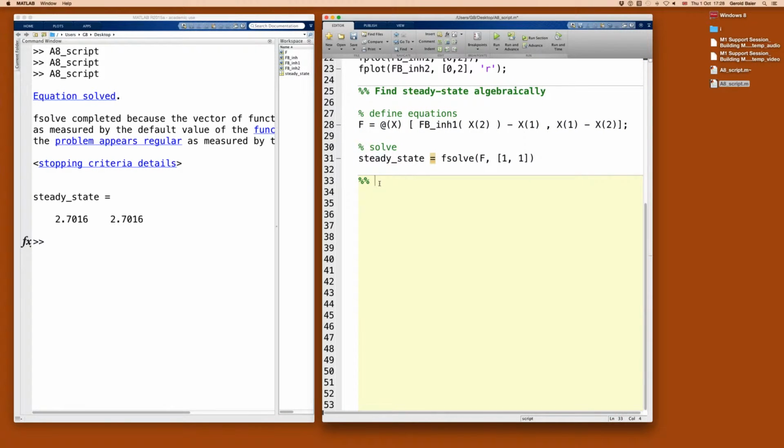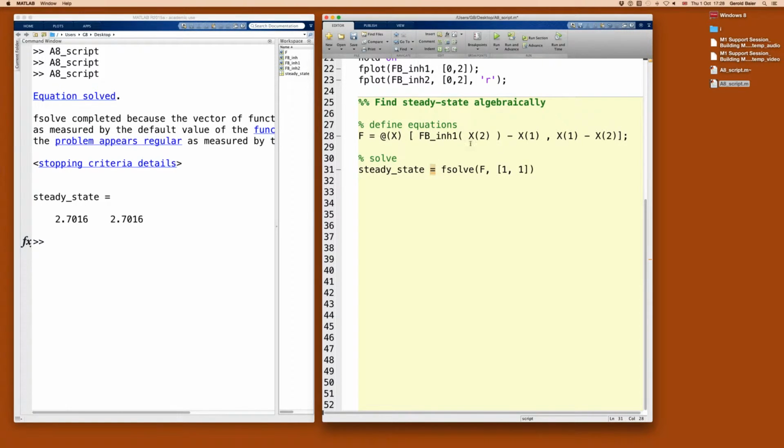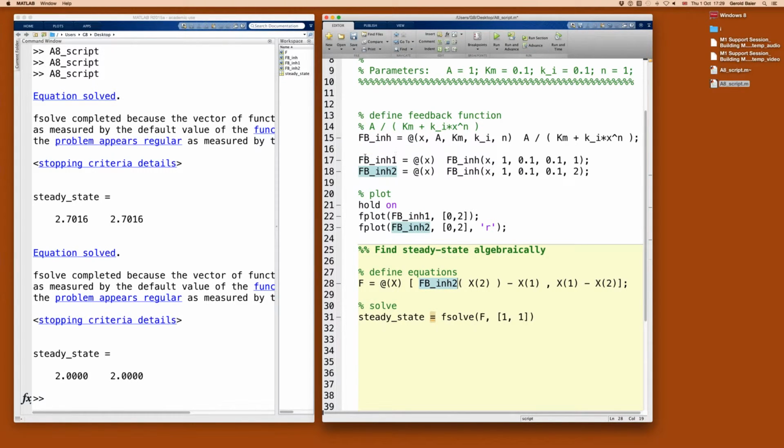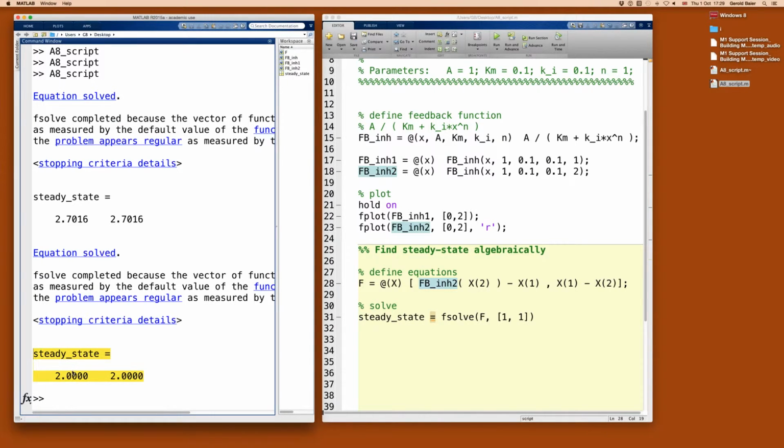Just 1 second. Sure. Can we take a look at the steady state under other conditions? Of course. Say, what if the feedback inhibition is quadratic rather than linear in x2? If you recall, we'd already defined a function under that case, so feedback inhibition 2, where n is 2. So we'll just substitute that in there and run this section. Okay, and we get a different answer. So what do we get? We get a different answer. Still, both values are the same, but we get a number that is smaller than the previous one.